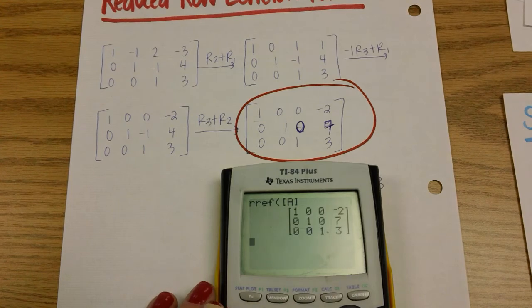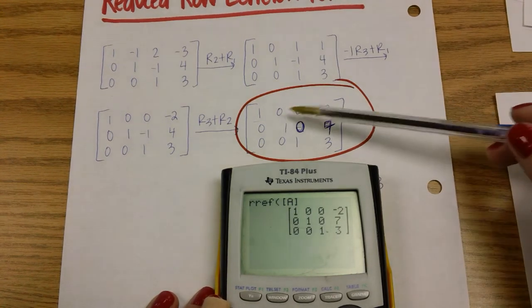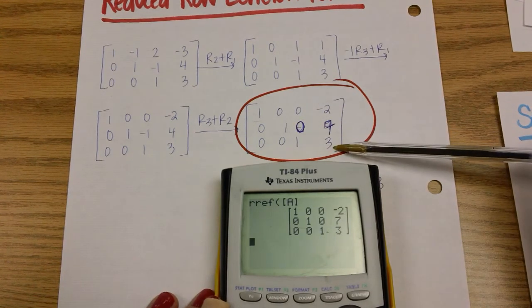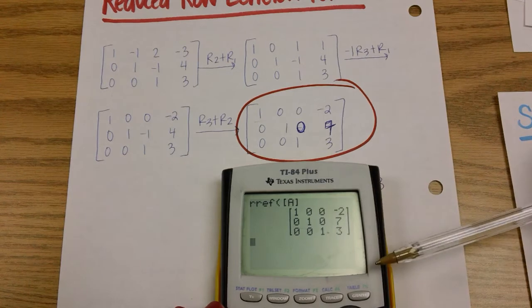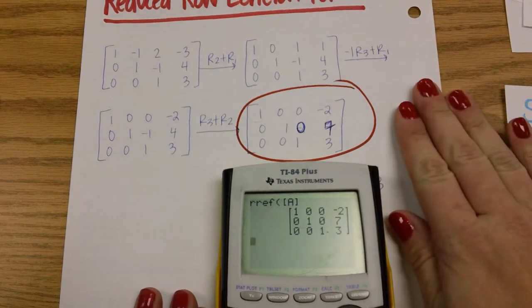And what's going to happen is you're going to get the same exact matrices we had here. So our x is -2, our y is 7, and our z is 3. Okay, obviously the calculator is a lot faster at doing that than it took us to do that.